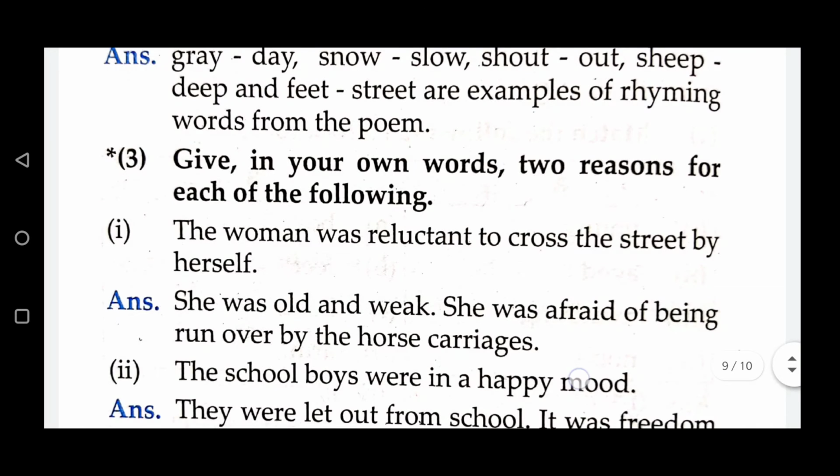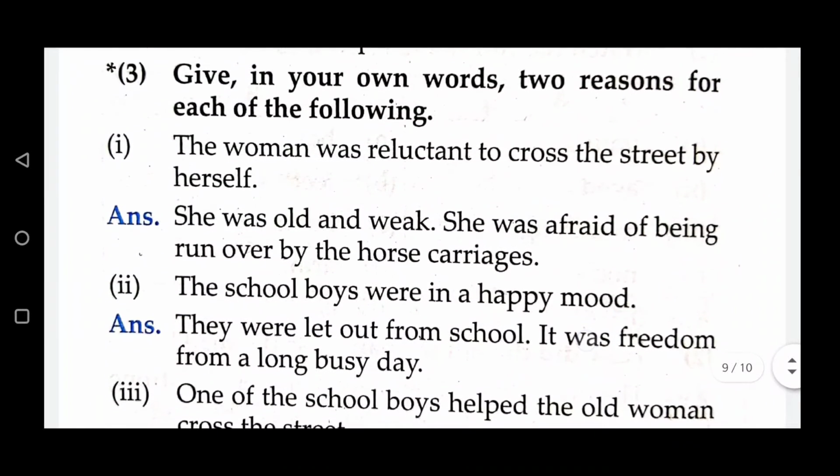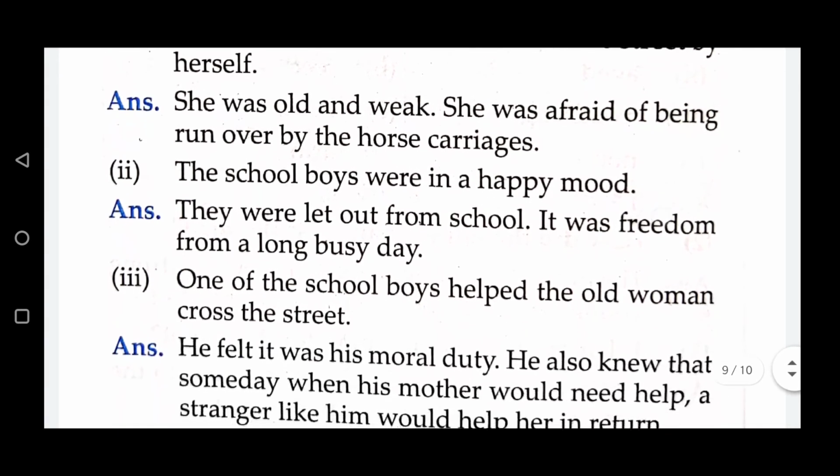Now, give in your own words 2 reasons for each of the following. The woman was reluctant to cross the street by herself. What is the reason? First reason can be she was old and weak, and the second, she was afraid of being run over by the horse carriages. Then second, the school boys were in a happy mood. Why were they in a happy mood? Because first, they were let out from the school, and the second one, it was freedom from a long busy day.